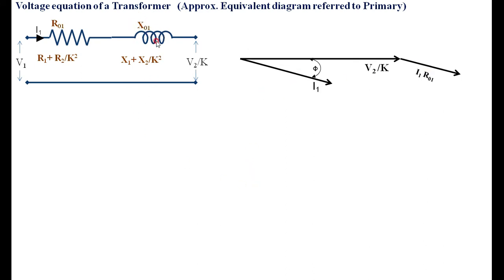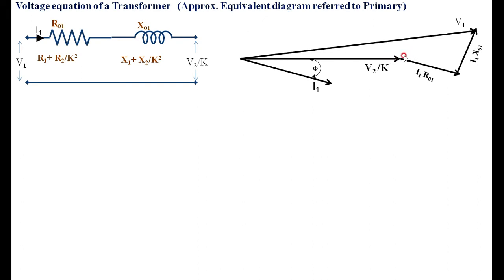Then the next voltage I am adding here is I1 X01. What should be the phasor of I1 X01? I1 X01 should be perpendicular to the current I1, or perpendicular to I1 R1, because that is already drawn parallel to the current. Therefore, draw I1 X01 perpendicular to this. Then the sum of V2 by K plus I1 R1 plus I1 X01 gives the applied voltage V1.